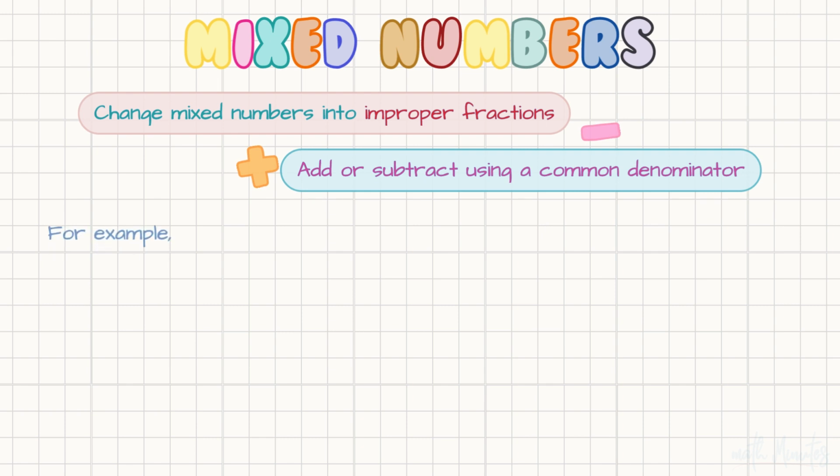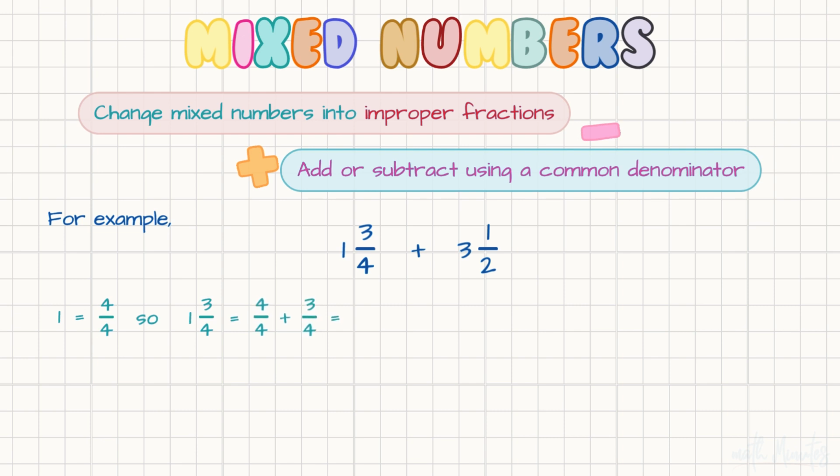Let's demonstrate this with an example. Let's work out 1 3/4 plus 3 1/2. First, we write the mixed numbers as improper fractions. For 1 3/4, we see that the denominator of the fraction part is 4. So we write the number part as 1 equals 4 over 4. Then 1 3/4 equals 4 over 4 plus 3 over 4, which equals 7 over 4. Similarly, for 3 1/2, the denominator of the fraction part is 2. So we write the number part as 3 equals 6 over 2. Then we can write 3 1/2 as 6 over 2 plus 1 over 2, which equals 7 over 2.